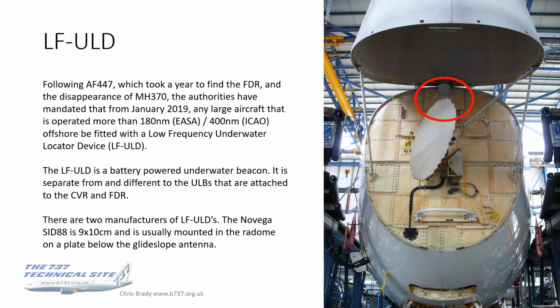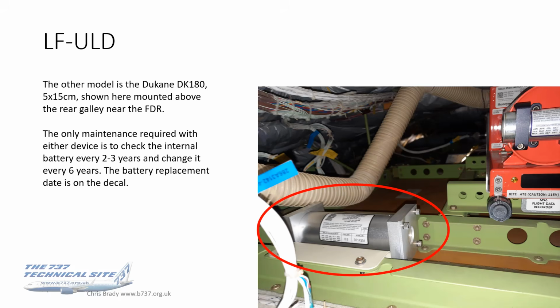You can just see at the top of the red oval that I've drawn on the picture, the glide slope antenna, and there's a plate that it's sitting on. That is where the LF-ULD would sit, or on another plate just slightly below that, but that's where it would be. The other location is here, up above the rear galley near the FDR.